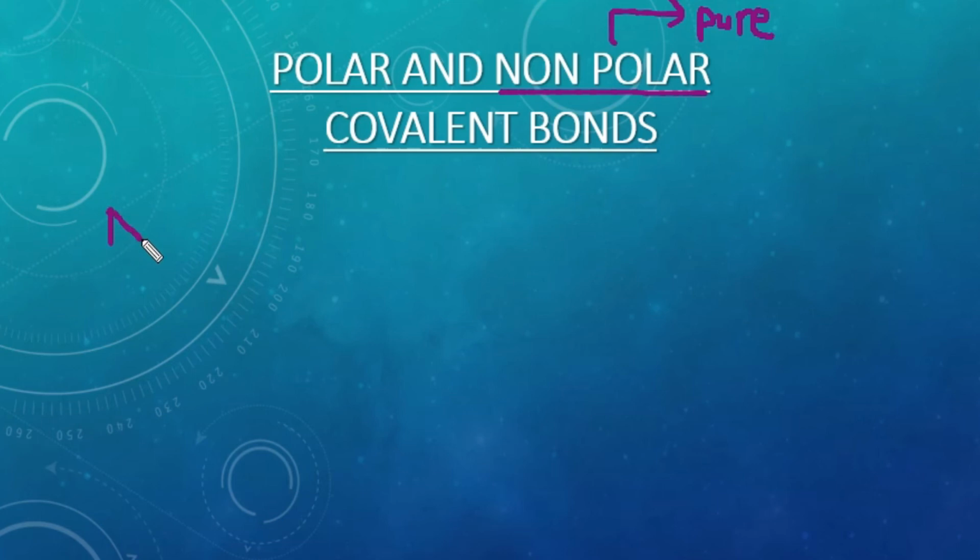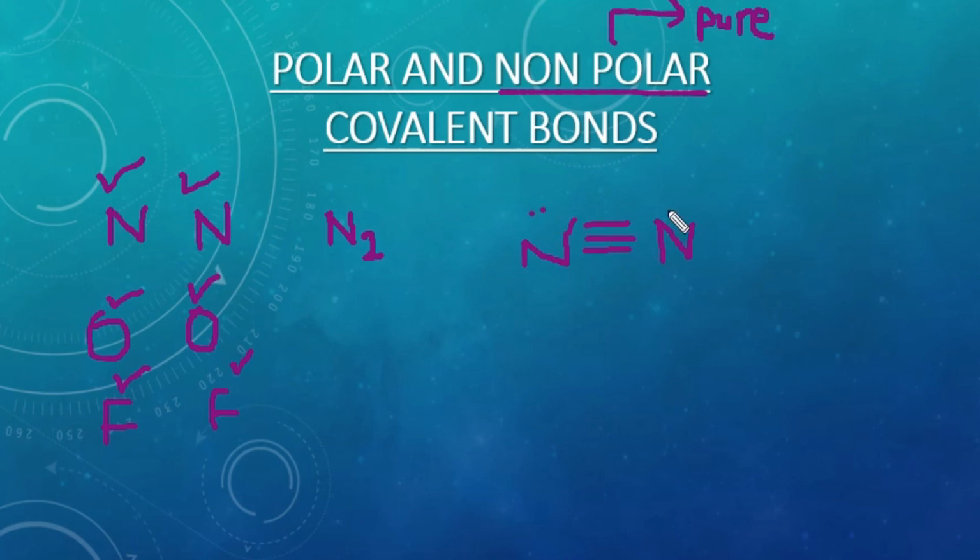For example, if we consider two nitrogen atoms, as in nitrogen gas, which is in diatomic form, and oxygen gas, as well as fluorine gas. So these are homoatoms, which means the atoms of the same element. When these form a covalent bond between them, there will be equal sharing of the electron pair between the two covalently bonded atoms.